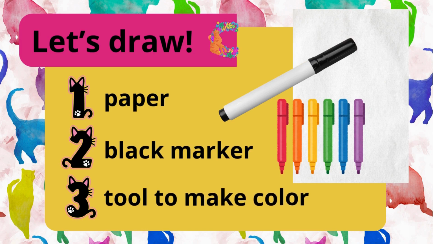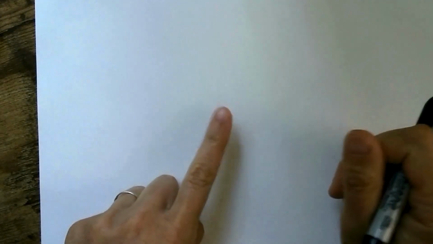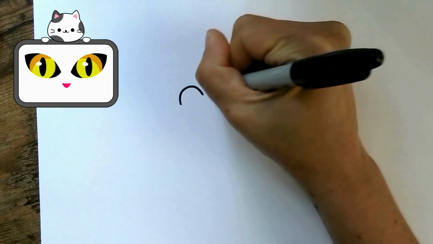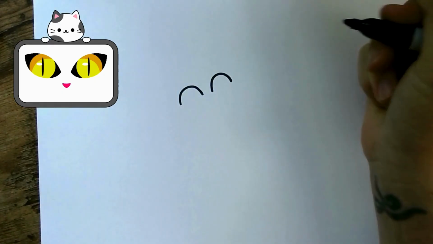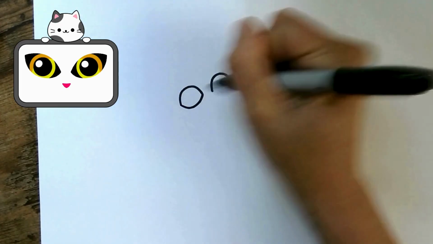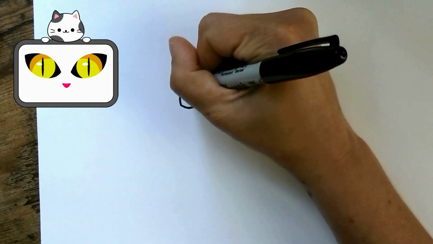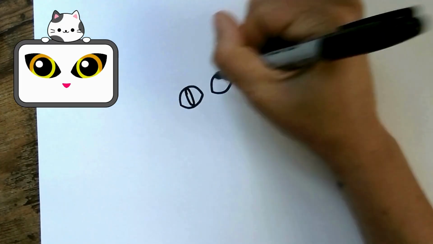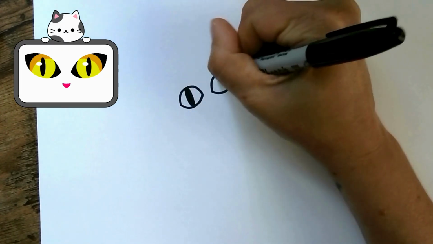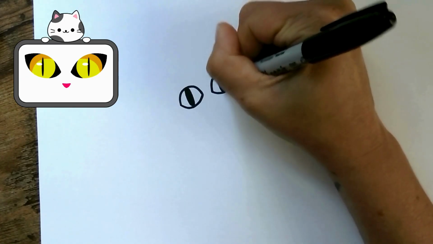Let's draw a cat. You need paper, a black marker, and a tool to make color. We're going to start in the middle of our white paper, and we're going to make our cat's eye. Go 1, 2 curved lines with 1, 2 matching curved lines underneath. We're going to do thin ovals. I'm going to color mine in. Thin ovals in the middle of both cat eyes.